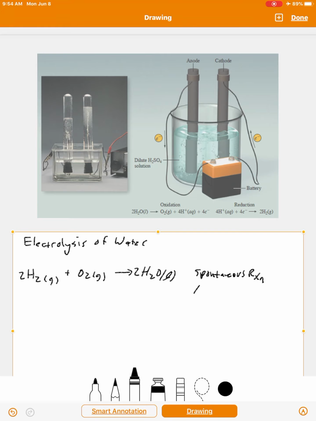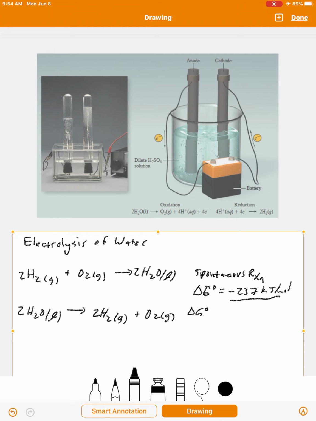How do we know it's spontaneous? Well, delta G will tell us that, right? Delta G is minus 237 kilojoules per mole. So it's definitely negative. It's a spontaneous reaction. So that means that the reverse reaction is non-spontaneous, right? Taking liquid water and turning it into hydrogen gas, that's actually pretty desirable. But this is non-spontaneous because it's positive 237 kilojoules per mole, right? So that's non-spontaneous. Well, it turns out you can use electrochemistry, electrolytic cells, to run this reverse reaction.